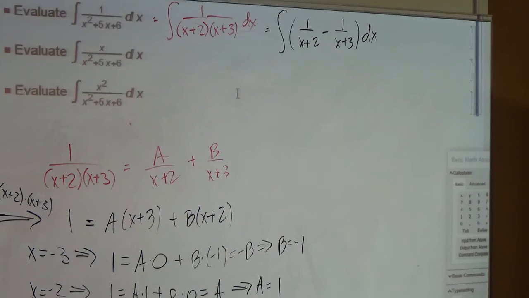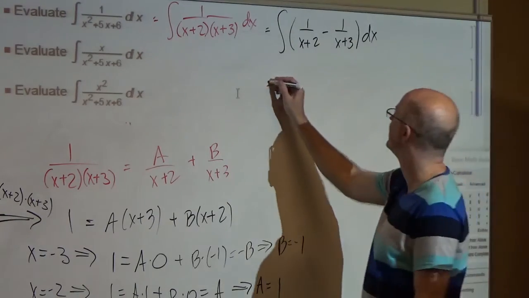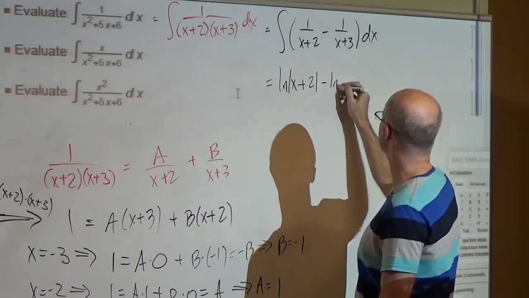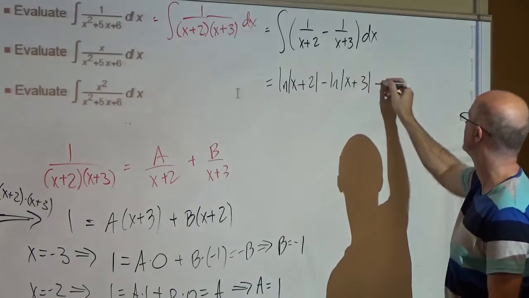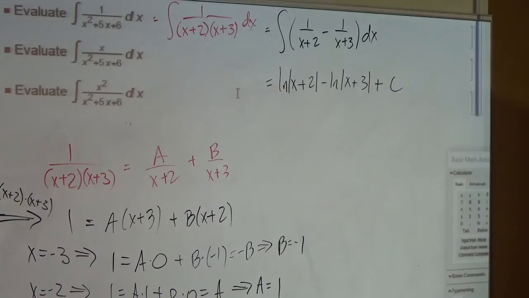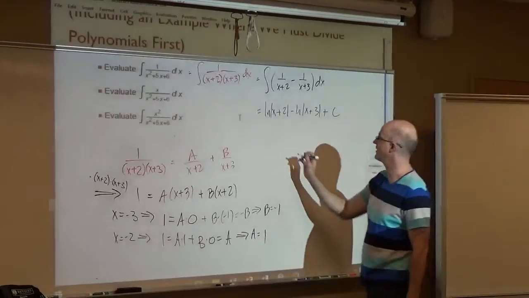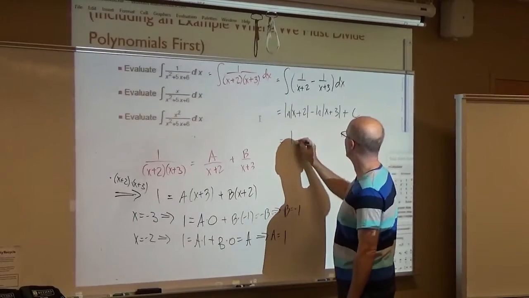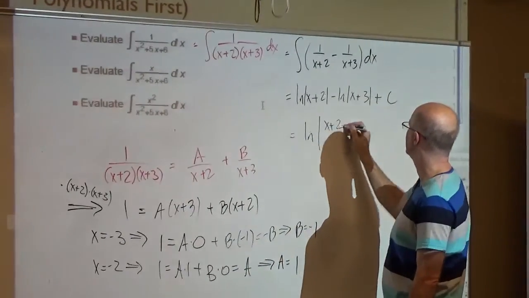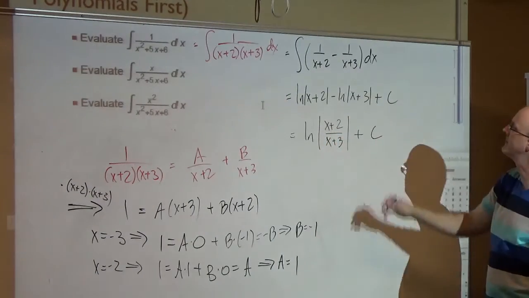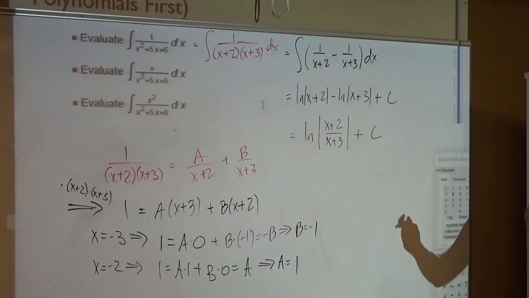What function becomes involved? Yeah, natural log. Natural log of the absolute value of x plus 2 minus natural log of the absolute value of x plus 3 plus c. You can write the answer that way. You can also use a property of logs to write it another way. The difference of two logs is the log of their quotient. And the ratio of two quantities that have absolute value signs around them, you can put the absolute value signs around the entire quotient.